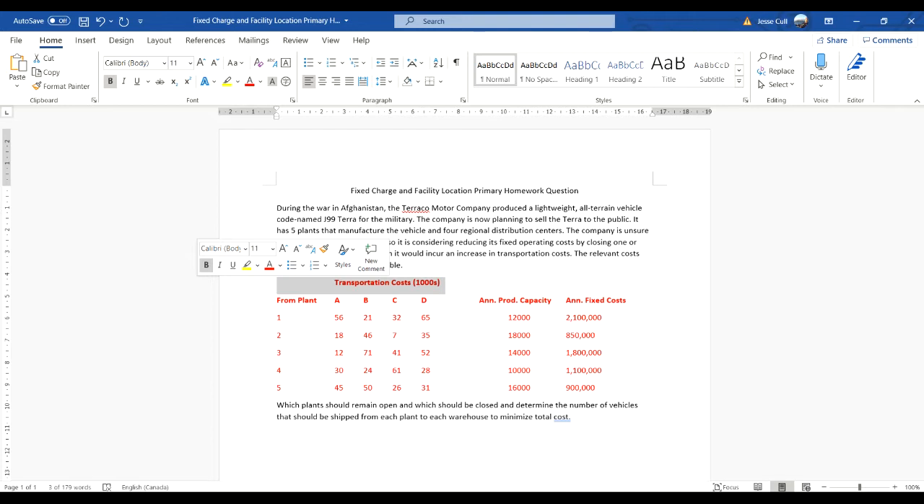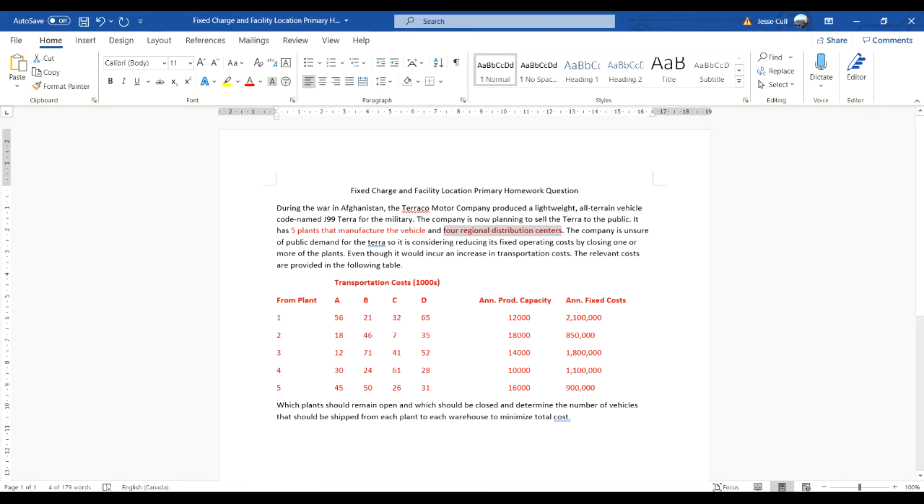So, during the war in Afghanistan, the Terrico Motor Company produced a lightweight, all-terrain vehicle codenamed J-99 Terra for the military. The company is now planning to sell the Terra to the public. It has 5 plants that manufacture the vehicle. Here's a key point. And 4 regional distribution centers.